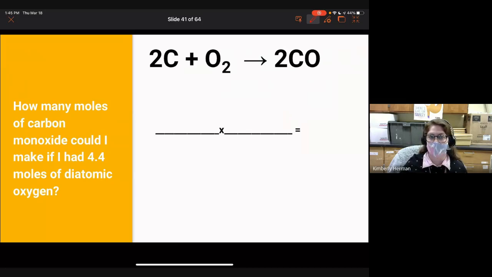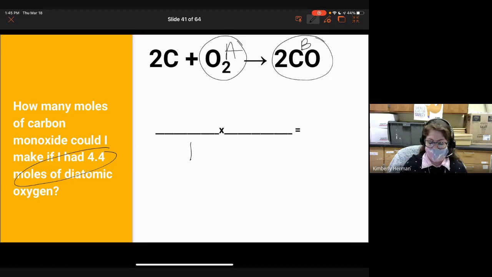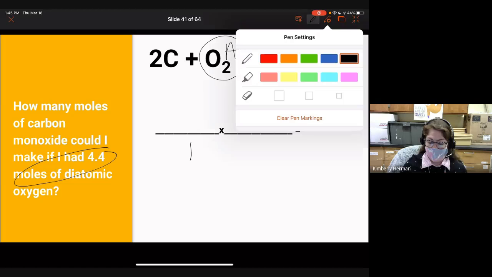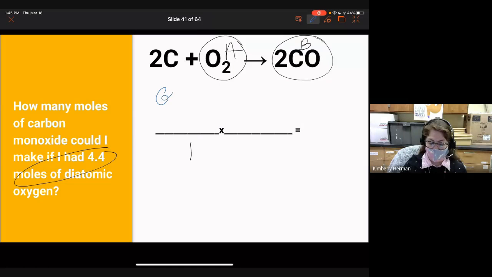Okay, now our next one is a conversion. It says how many moles of carbon monoxide could I make if I had 4.4 moles of diatomic oxygen? So we see that this is a mole to mole, and you're actually going to drag and drop on your doc. So if we're going from moles of diatomic oxygen, that's my A, to carbon monoxide, that's my B. Now, when we're doing this, we want to make sure that we always start with our given first. And our given just means that it's the number. So we're going to have 4.4 mol of O2 here.